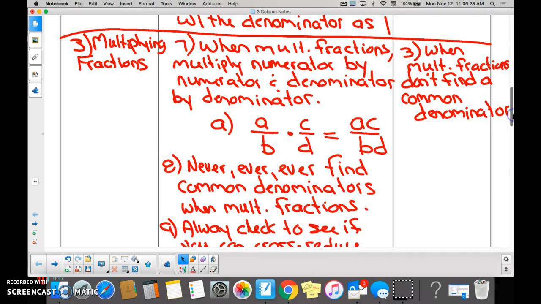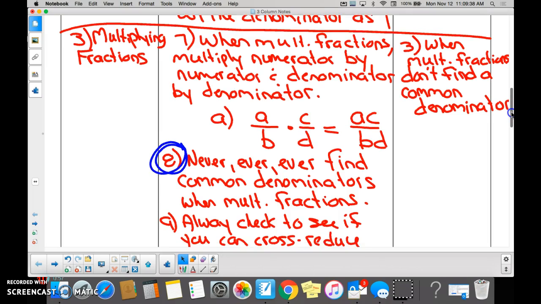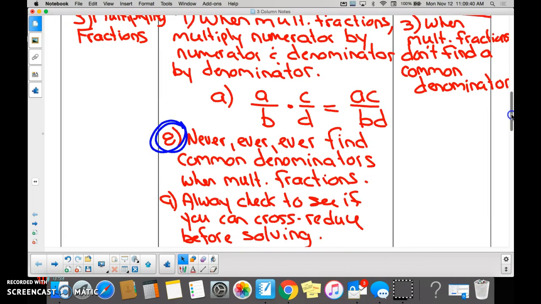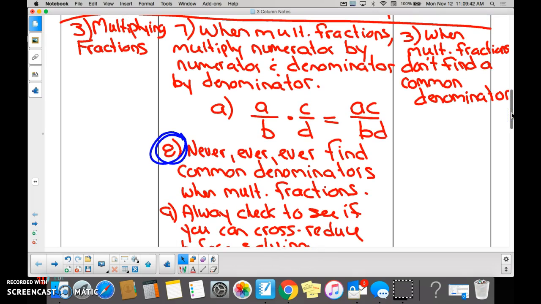Multiplying fractions, do we ever get common denominators when multiplying fractions? No. So if you look down at number 8, this is one of my pet peeves in math. Kids, for some reason, will try to get common denominators when multiplying fractions. You never, ever do that. The reason you don't have to do that is because of number 7. When multiplying fractions, it's numerator by numerator and denominator by denominator.